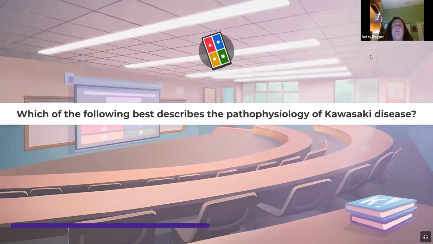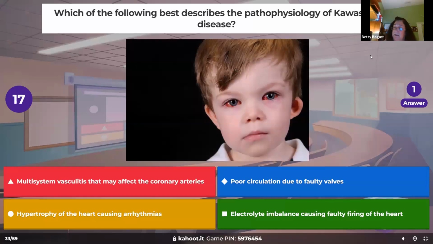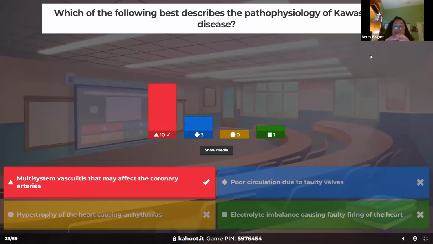Which of the following best describes the pathophysiology of Kawasaki disease? Now, Kawasaki disease is a virus again. And it is one of those viruses, again, that can be scary. It's basically something that we call multi-system vasculitis. It causes maybe a rupture or a ballooning of a coronary artery. And it causes a little bit of microemboli to be floating around.